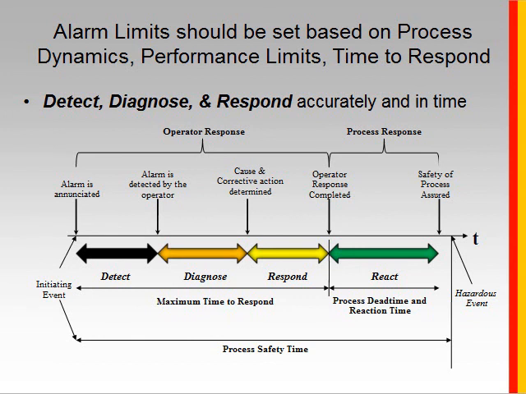And alarm management is all about making sure that those three things occur accurately and quickly in enough time that the consequences aren't reached or the potential consequences don't occur. It's equivalent in the safety world of ensuring that the operator's maximum time to respond is done in enough time so that the process has time to adapt before reaching the process safety time, which is when the hazard would occur.